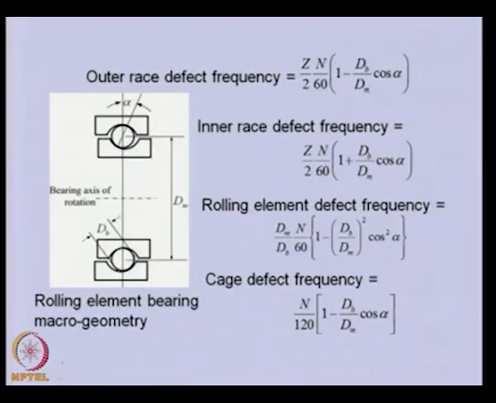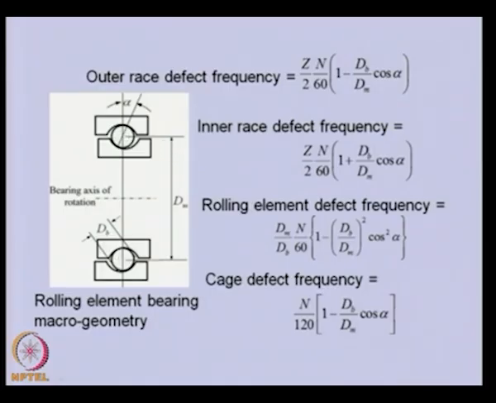So, if we see the bearing, this is a deep groove ball bearing. You can see this is a rolling element, outer raceway, inner raceway, and we can have a fault in any of these four components. This is the contact angle. This is the mean diameter of the bearing. This is the ball diameter.